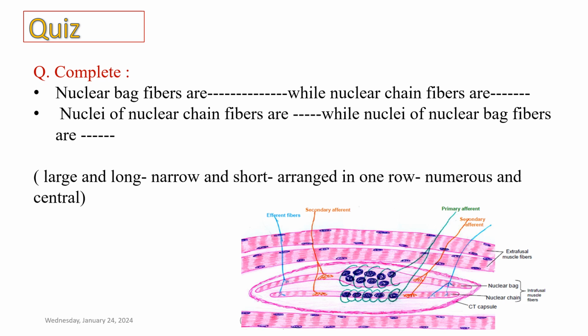The second question: nuclei of nuclear chain fibers are what, while nuclei of nuclear bag fibers are what? As regards the nuclei of the nuclear chain fibers, they are arranged in one row, like the diagram here, while the nuclei of the nuclear bag fibers are numerous and central.